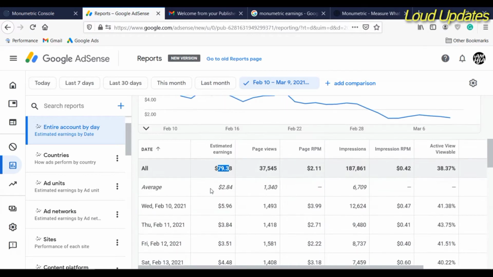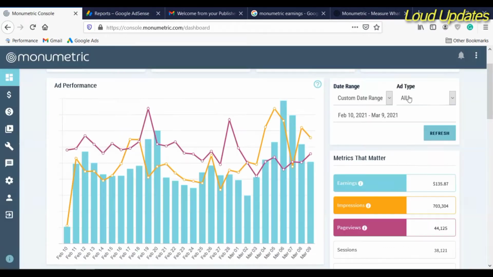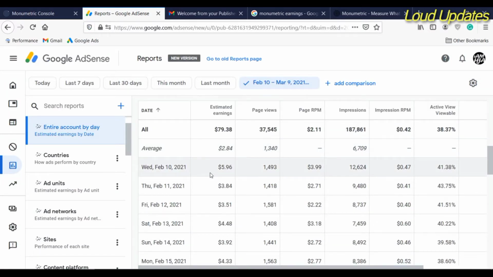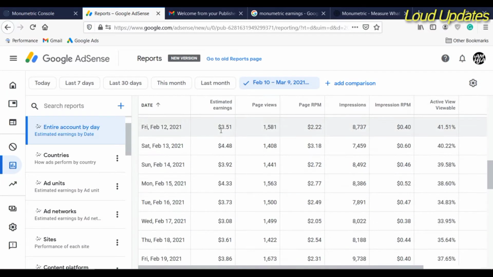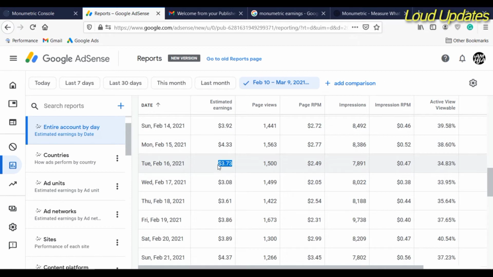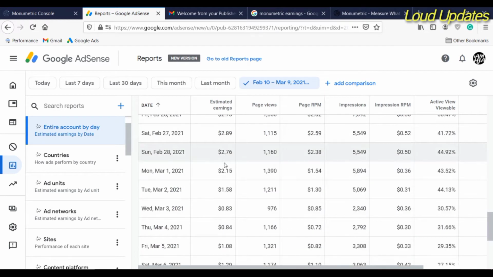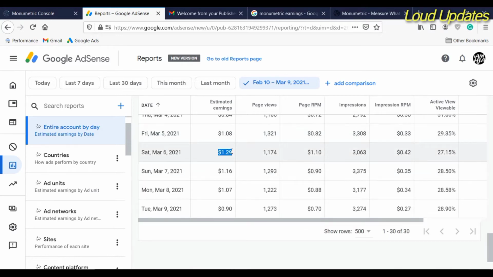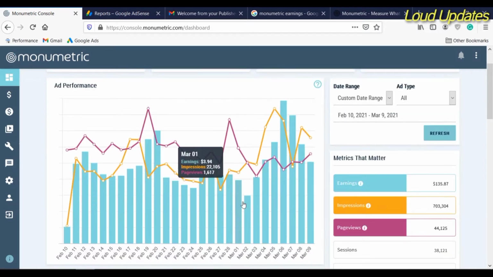Here you can see my last 30 day earning, February 10 to March 9, and Monometric is the same. From AdSense I earn $79. My AdSense earning is low because my RPM is low and I run only some low AdSense ads on my website. Here you can see my daily earning is $2, $3, and here I am removing my AdSense ads.